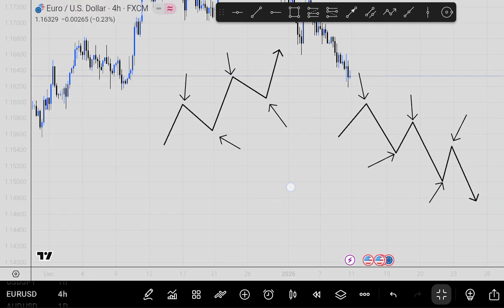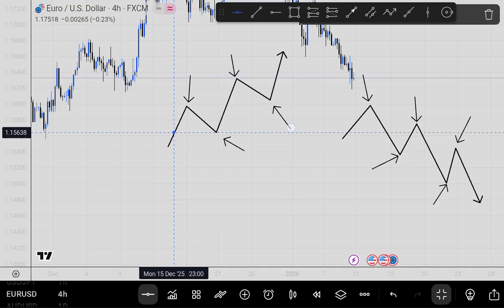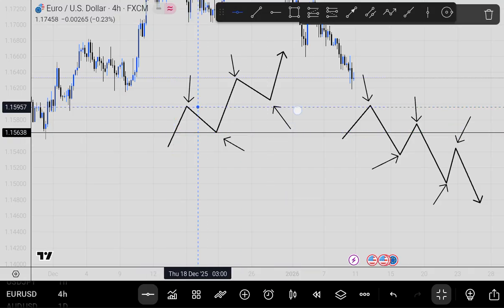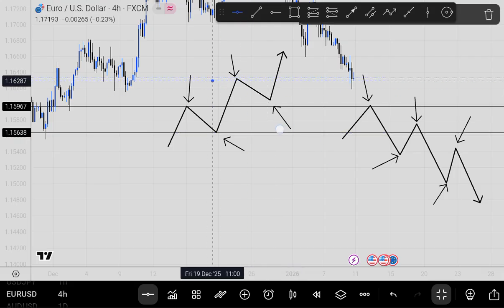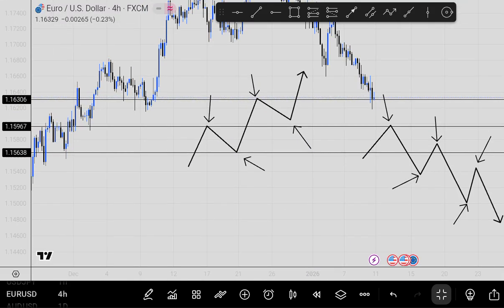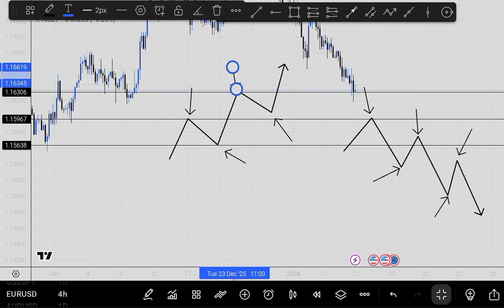Now let's look at this. Our turning point is here. We have one turning point here. We have one reversal here. We have one here. You can see this is our Malaysian support and resistance.